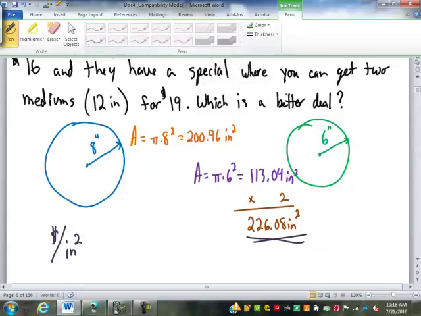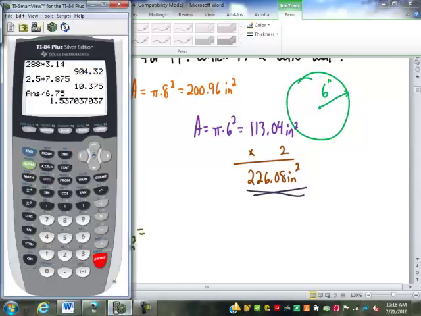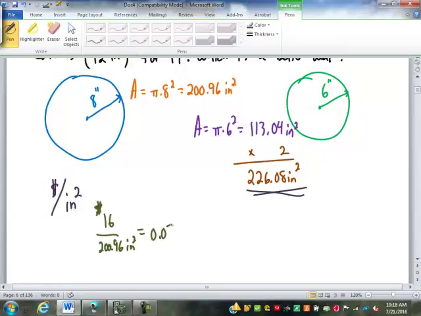So for the 16-inch pizza, which is $16, divided by 200.96 square inches, you get 0.0796. Or 7.96 cents per square inch.